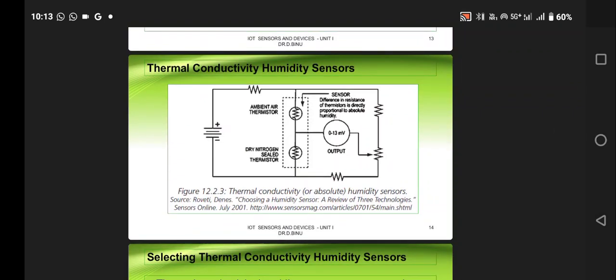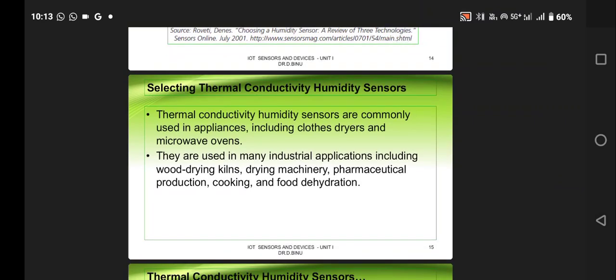This diagram represents the thermal conductivity humidity sensor. How to select a thermal conductivity humidity sensor? These sensors are commonly used in appliances, including cloth dryers and microwave ovens. They are used in many industrial applications, including wood drying kilns, drying machinery, pharmaceutical production, cooking, and food dehydration.